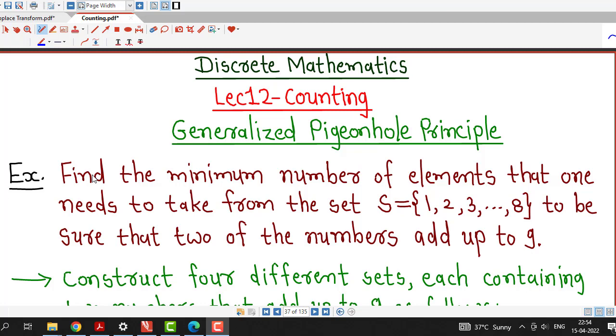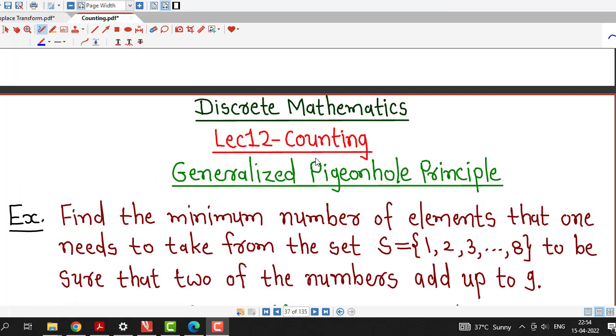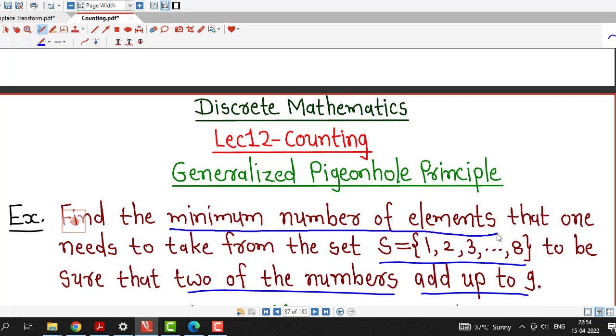In this lecture also we will discuss one more problem on generalized pigeonhole principle. So we understand this problem. Find the minimum number of elements that one needs to take from this set capital S equal to 1, 2 up to 8 to be sure that two of the numbers add up to 9. So here we are asked to find out the minimum number of elements from this set capital S such that two of the numbers selected have sum equal to 9.